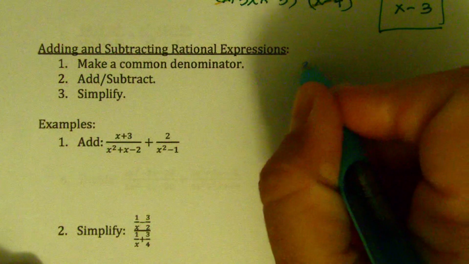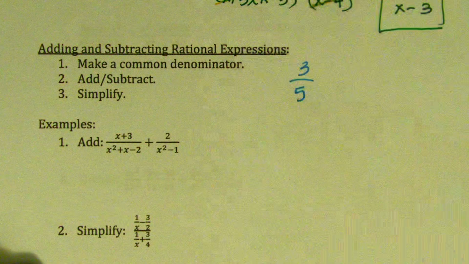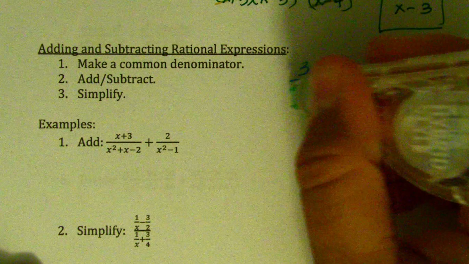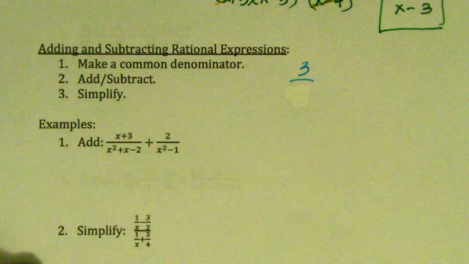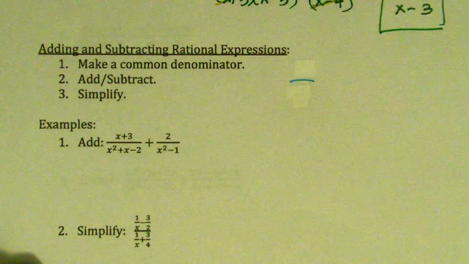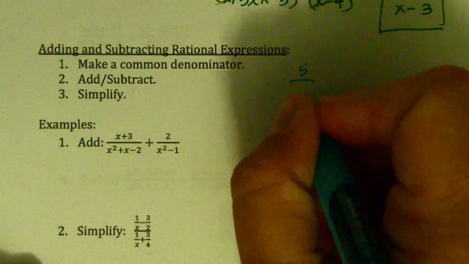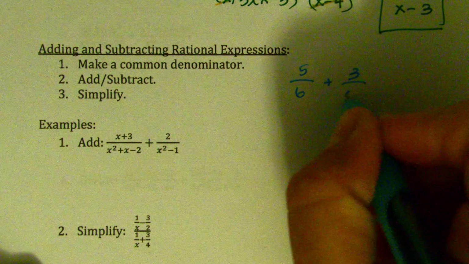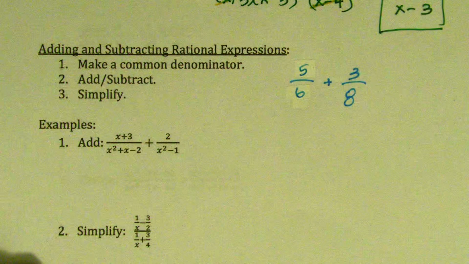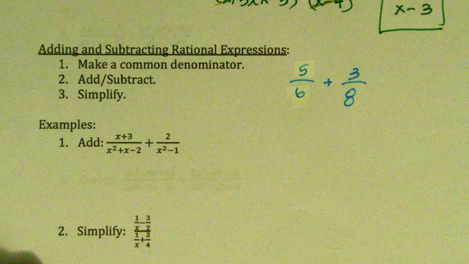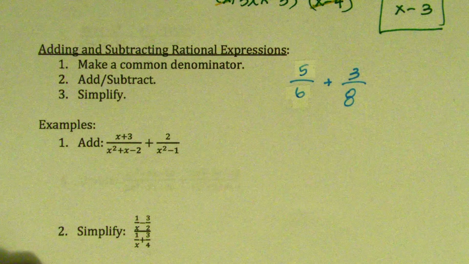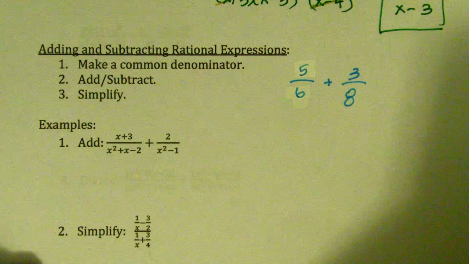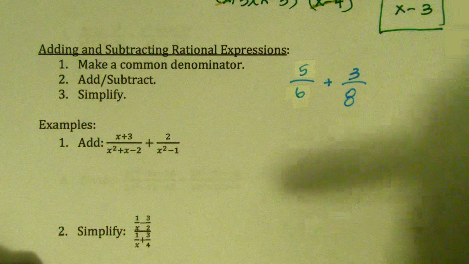Let's say I had 5 over 6 plus 3 over 8. Okay. Well, 6 and 8, we need to find a common denominator for those two. Now, you could just multiply 6 times 8 and use that, or you could look for something smaller.